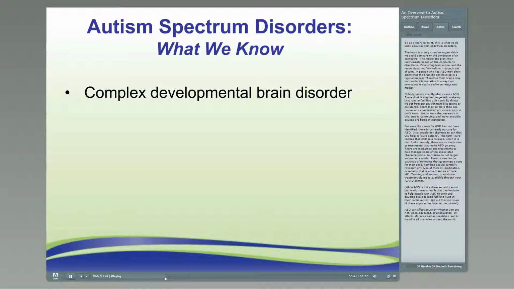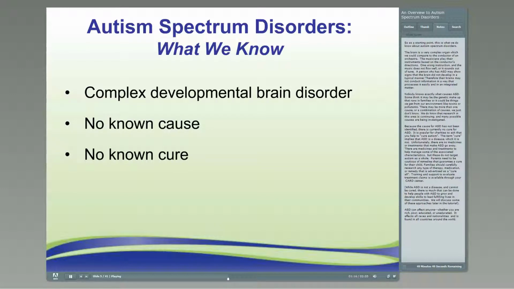Nobody knows exactly what causes autism spectrum disorder. Some think it may be the genetic makeup that runs in families, or it could be things that we get from our environment, like toxins or pollutants. There may be more than one cause, or a combination of causes. We just don't know. We do know that research in this area is continuing and many possible causes are being investigated. Because the cause of autism spectrum disorder has not been identified, there is currently no cure for it.